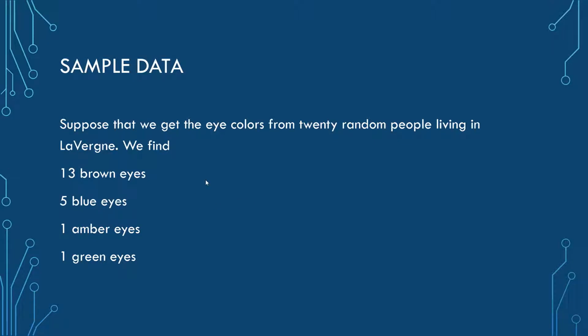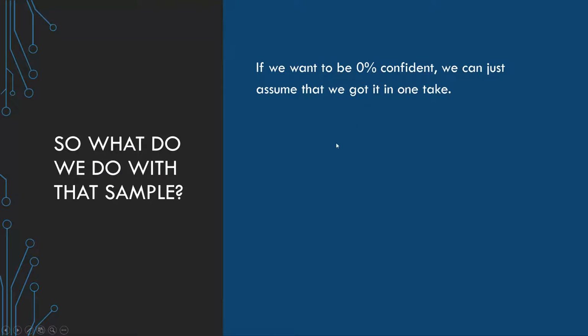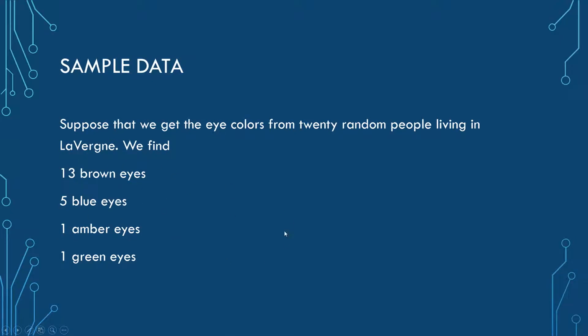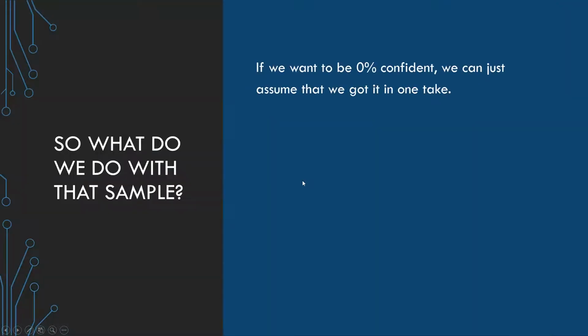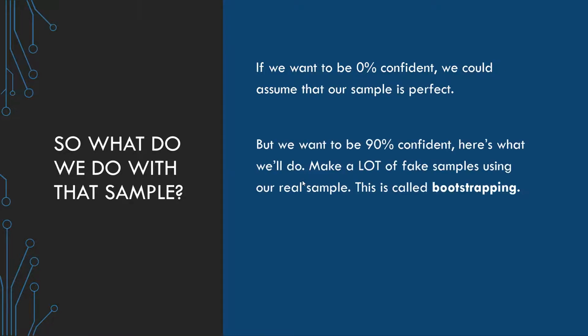So that means I would have 20 numbers, 13 ones, and 7 zeros. That's what I have there. Now, what to do with that sample? Well, if you want to have a 0% confidence level, you can say, yep, that's it. Got it in 1. That is the distribution of eye color in Laverne. If you want to be 0% confident, just do that. Call it a day. But we want to be 90% confident because samples are never perfect. Samples are random. We just can't do that.